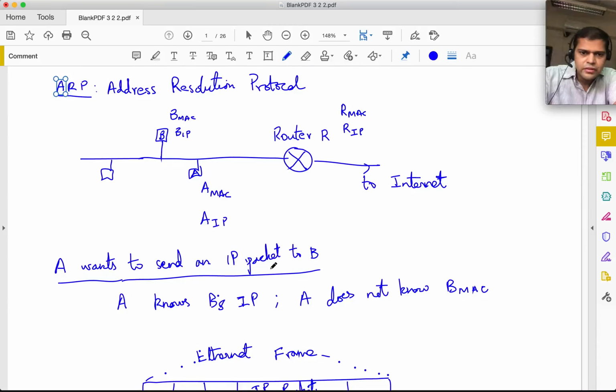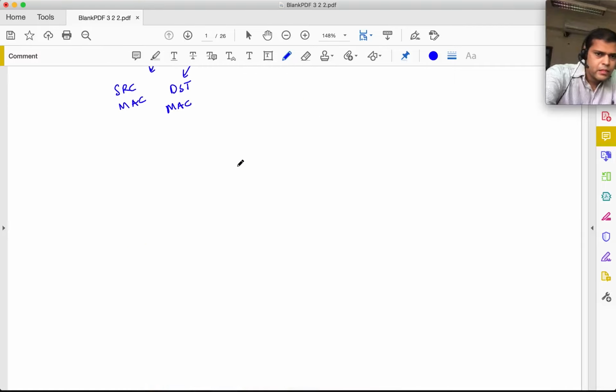So if somebody says I want to send an IP packet here, the MAC layer is in a fix. It doesn't know whom to send it out to. And that's where the Address Resolution Protocol comes in. So the Address Resolution Protocol is going to help us find out the MAC address given that we know the IP address. Okay. So ARP to the rescue.